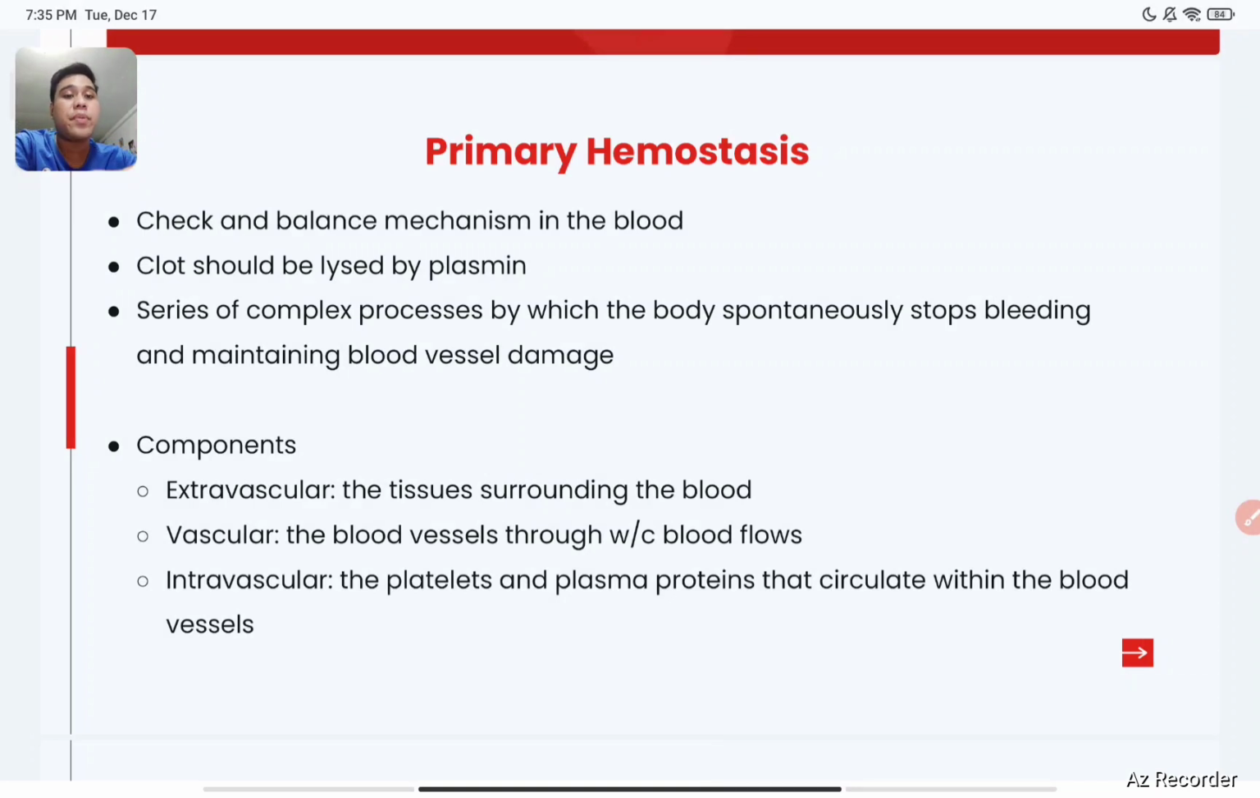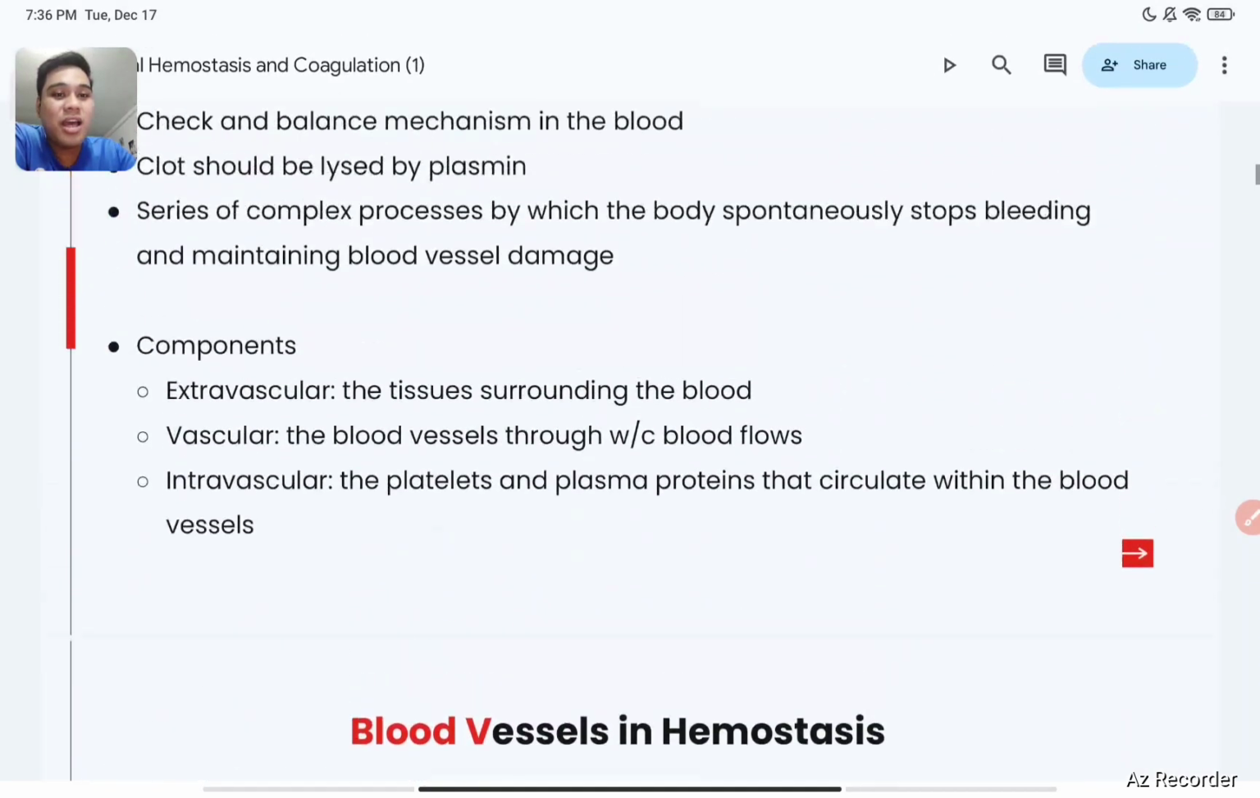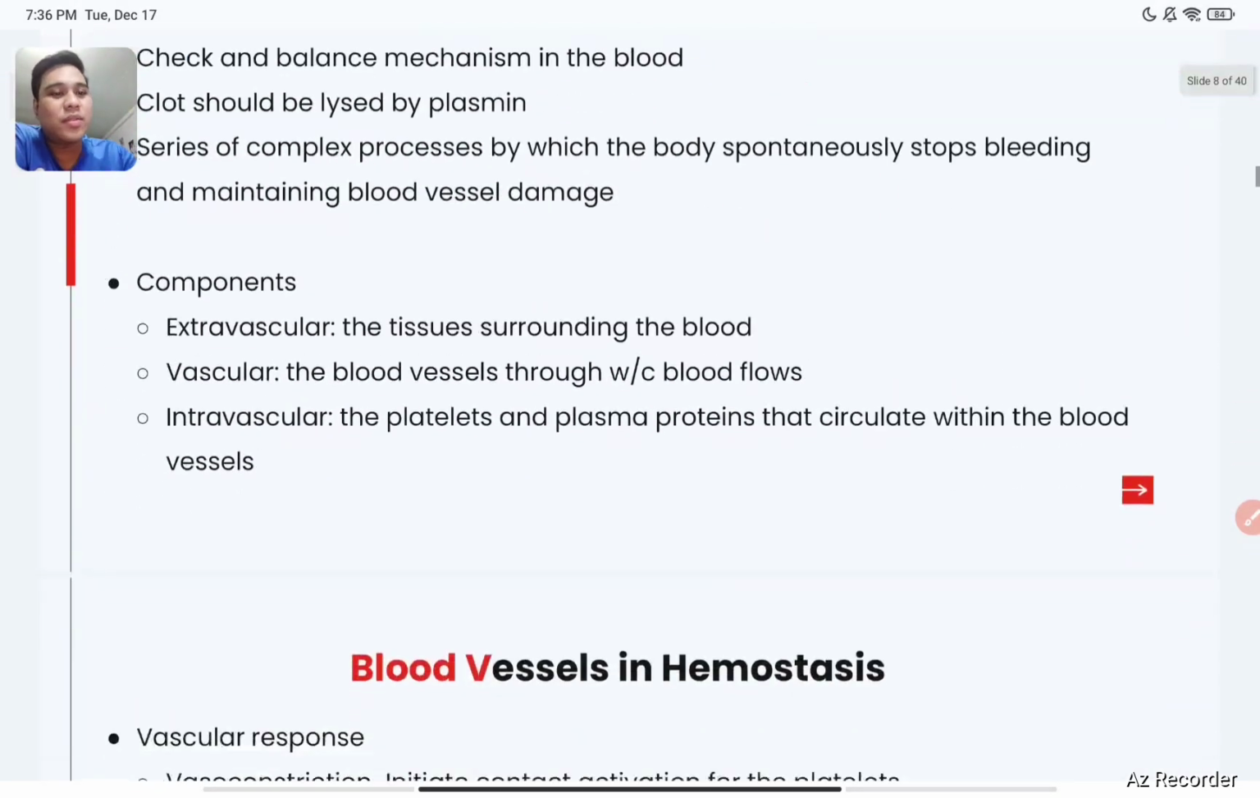So the components of your primary hemostasis is, diba, as I've said, the blood vessel and the platelet. So there is a classification, okay, of the components. We have the extravascular, the vascular, and intravascular. So outside the blood vessel, within the blood vessel, and inside the blood vessel. So let's go to them one by one later on.